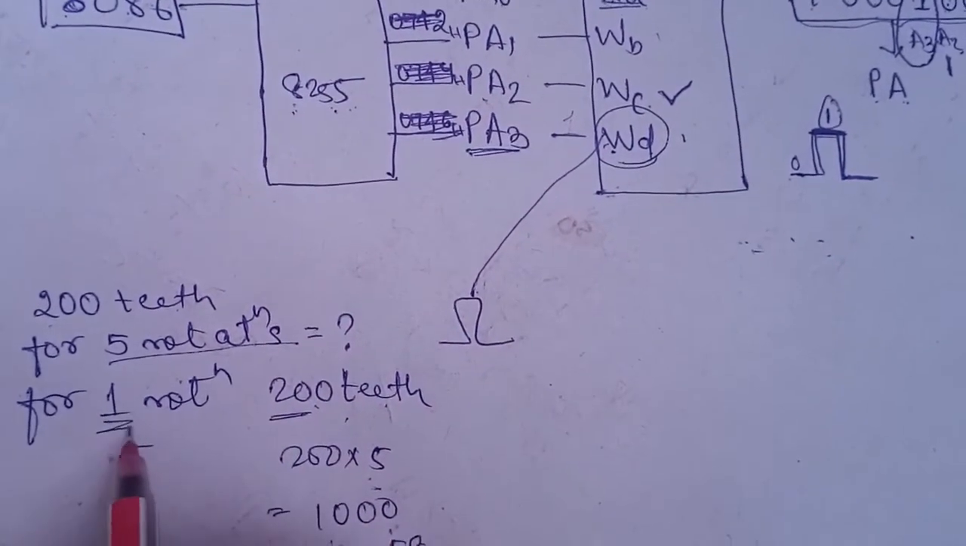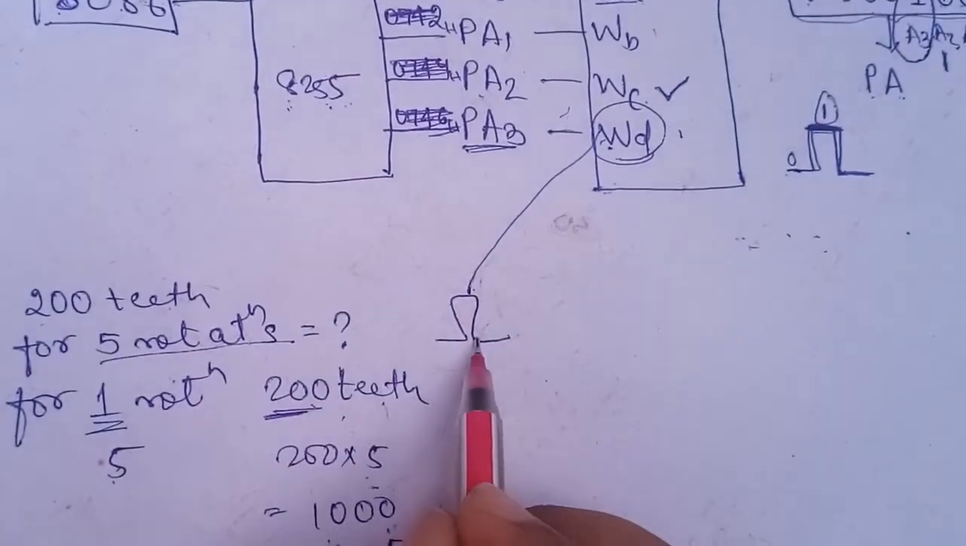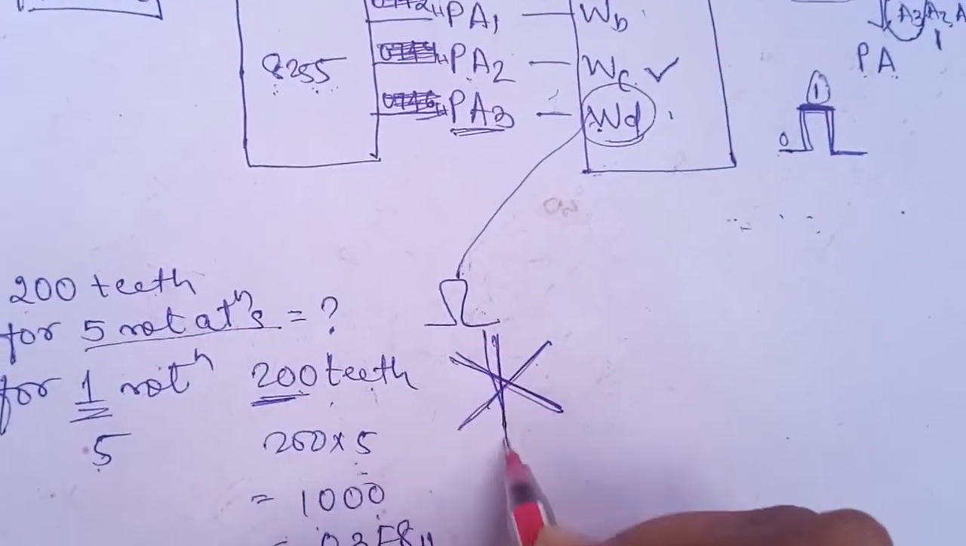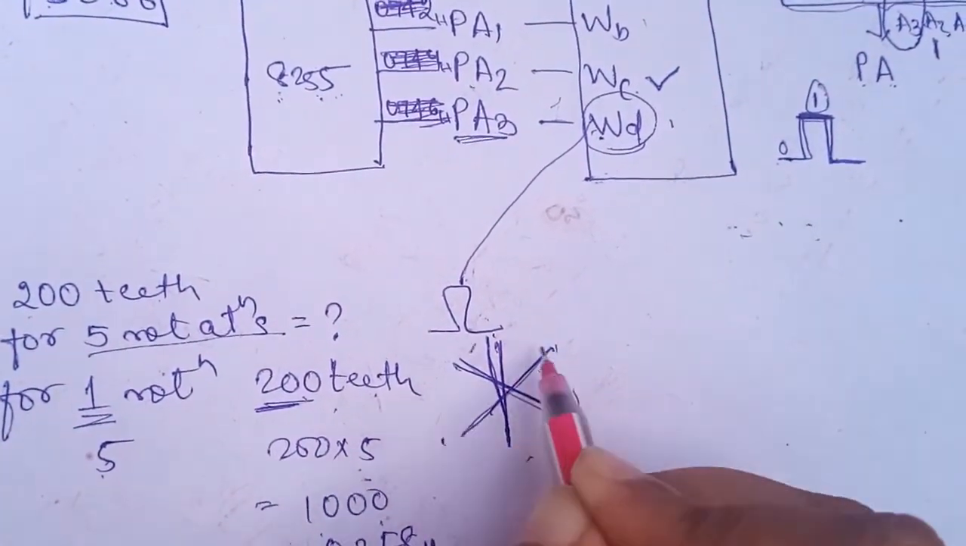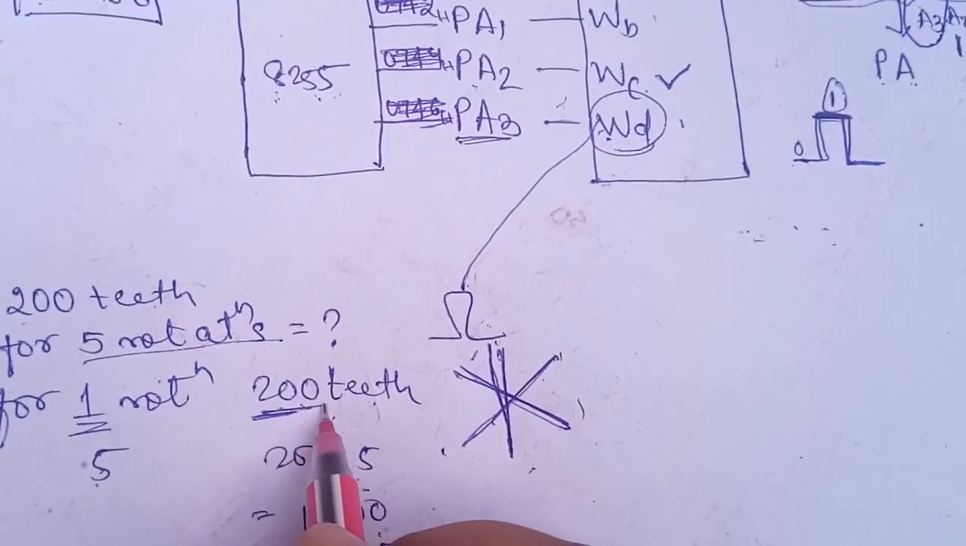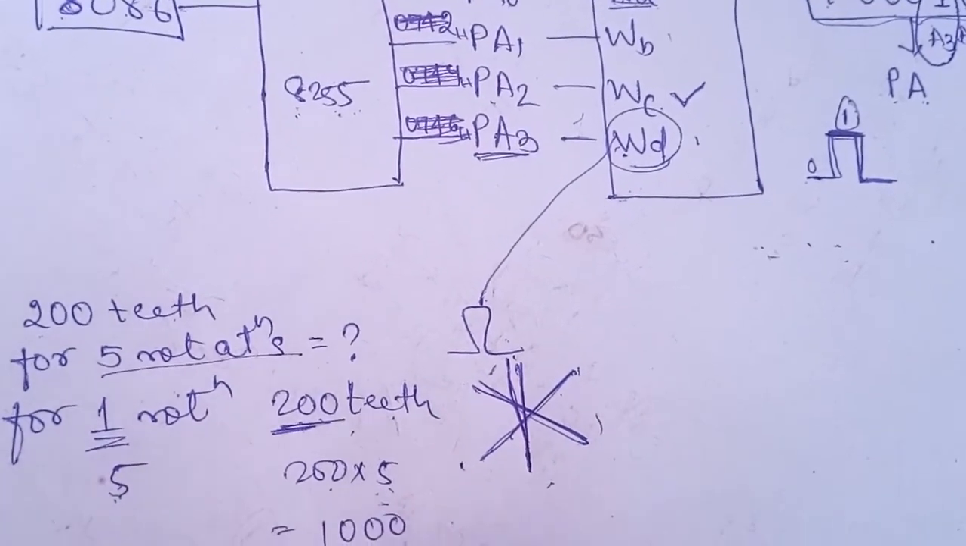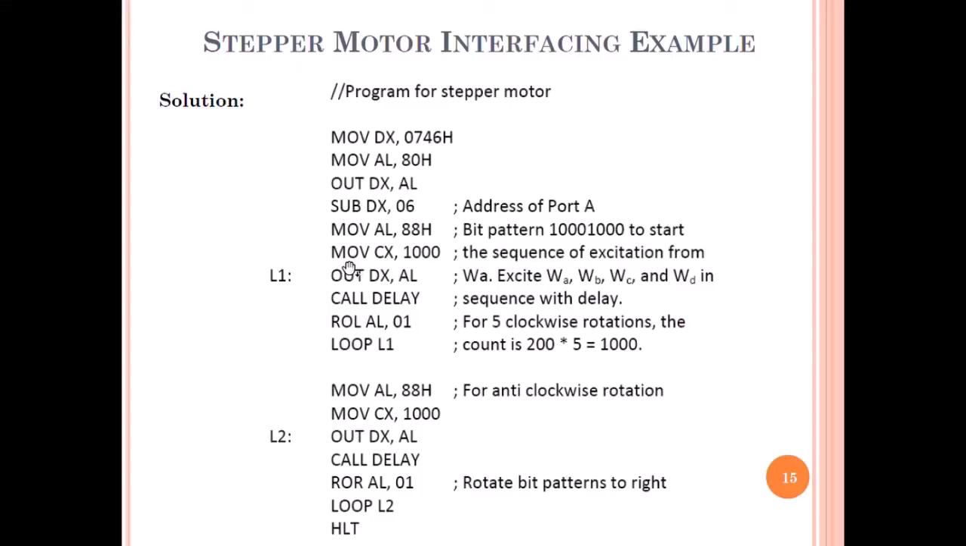So for one rotation, 200 teeth, or 200 steps, should be there, like first it is aligned like this, next like this, next like this, and then like this. Like this we need 6 steps if we had 6 teeth. When we have 200 teeth we need 200 steps, so the loop must run 200 times 5 for 5 rotations, that is this many times in hexadecimal. After that, MOV CX, 1000. Here 1000 is written in decimal. We can write 03E8 in hexadecimal. And how we got this value, we have seen.